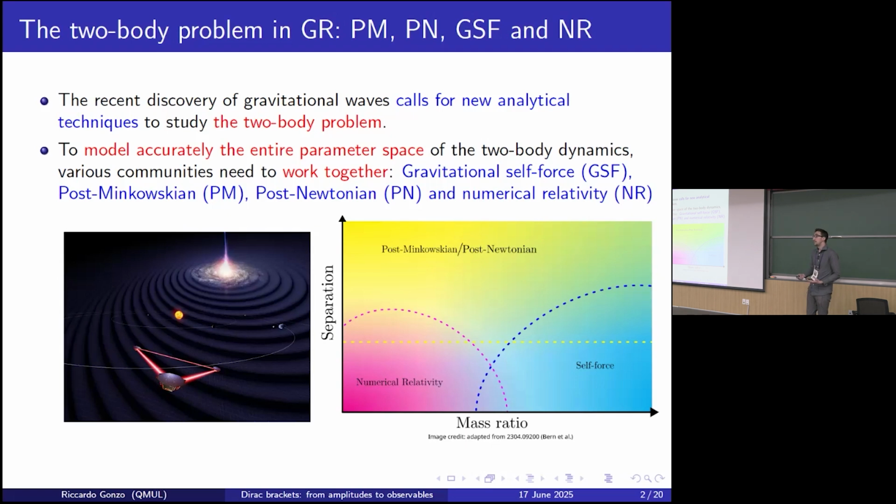So we really need new tools to be prepared for the future, as numerical simulations are not enough. So theoretical tools are really needed for this problem. You see here this plot in the mass ratio, where the mass ratio is very large or small, depending on how you define it, the self-force is a very interesting tool. It's a kind of post-geodesic expansion.